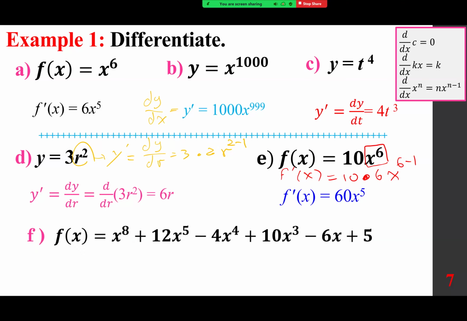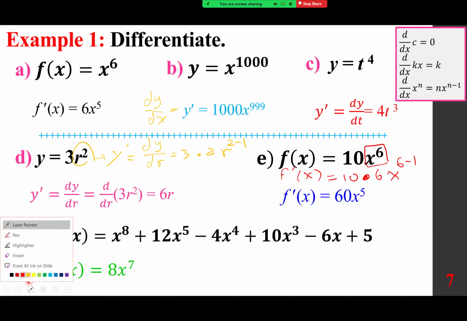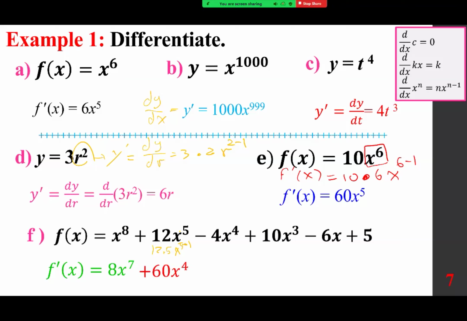So to make sure we understand this, we're going to look at this stuff one by one. So we want f prime of x. So there are several terms, one by one. This is 8, and then the exponent goes down by 1, 8x to the power of 7. This one, let me just write it and then I stop writing. For this one, I would say 12 times 5 x to the power of 5 minus 1. That means 60x to the power of 5.